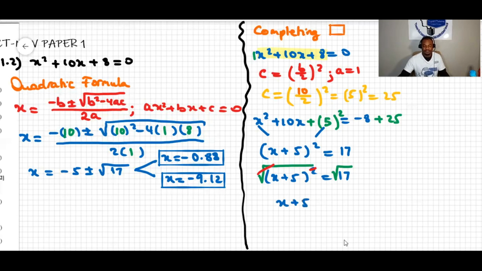x plus 5 equal to plus minus root 17. Remember, whenever you take the square root within an equation, it becomes plus minus. Now we can move the 5 over. That makes negative 5 plus minus root 17. Notice this is exactly what you got here. And then if we simplify, we're going to get x is equal to negative 0.88 or x is equal to negative 9.12.